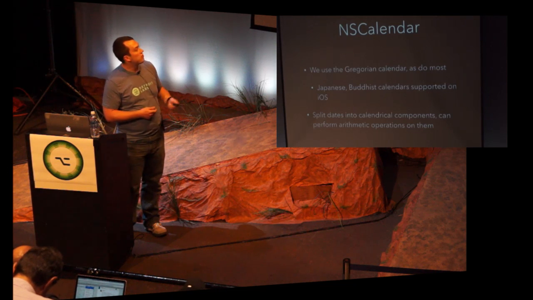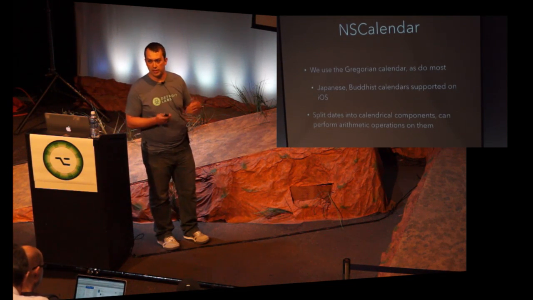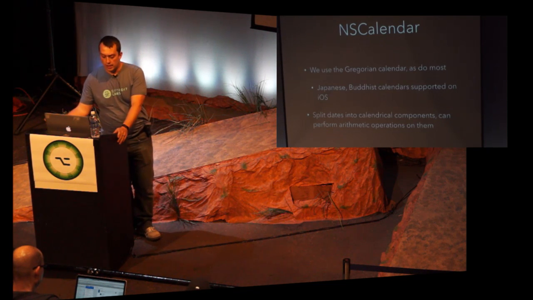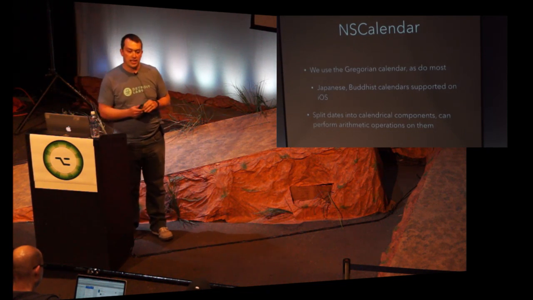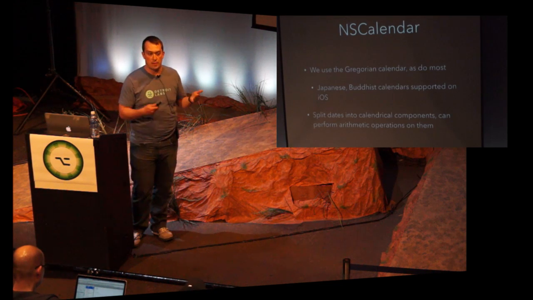Now, most of the time, we use the Gregorian calendar. There are other calendars like Japanese and Buddhist. I think Tim Cook mentioned something about the Chinese calendar being improved in iOS. So one more calendar. And the big things they do is they split dates into components. They take components and make dates. And they also can do operations on them.